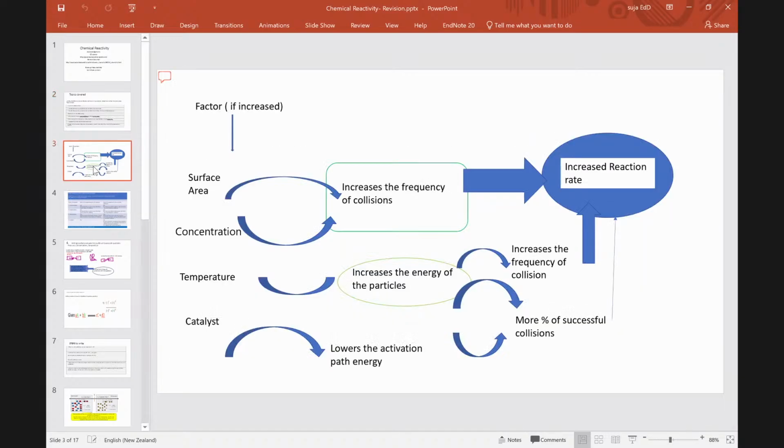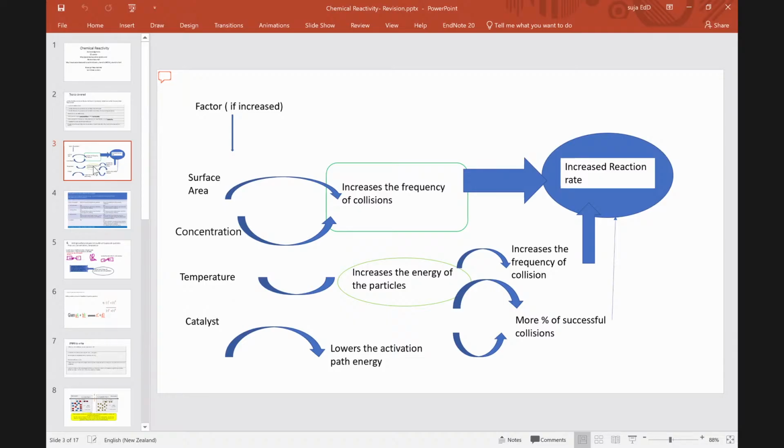Now here I have drawn the reactions. So you see, if the surface area is one of the factors, if the surface area has increased, it increases the frequency of collision and increases the reaction rate. If the concentration has increased, you know that the number of particles available for reaction is more, and therefore there is an increase in the number of collisions per unit volume and per unit time, hence an increased rate of reaction. Now, if the temperature has increased, what happens?